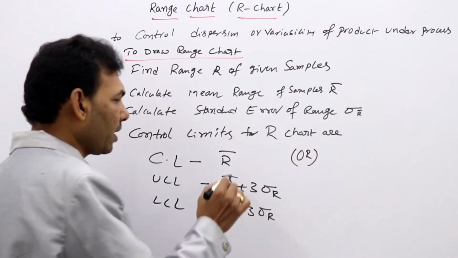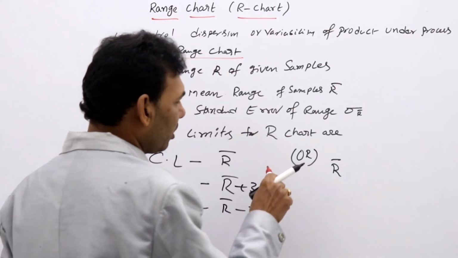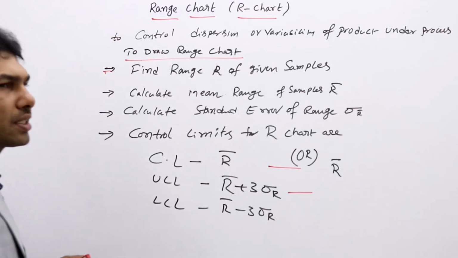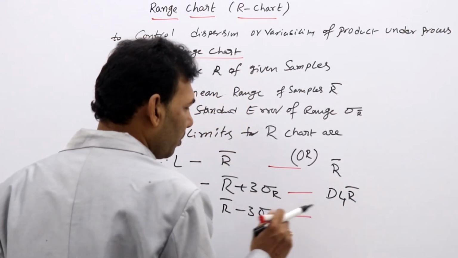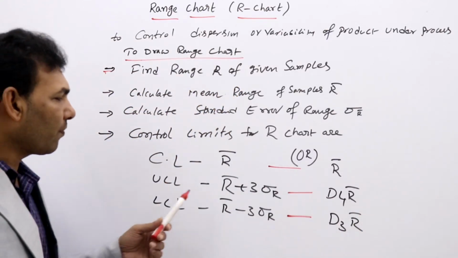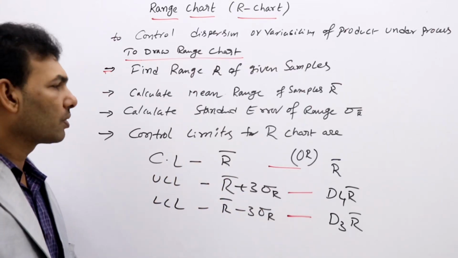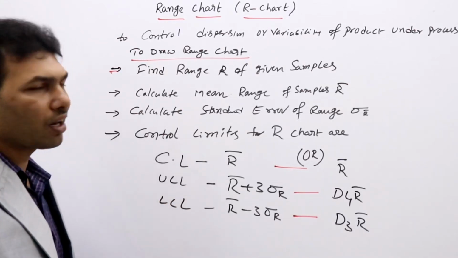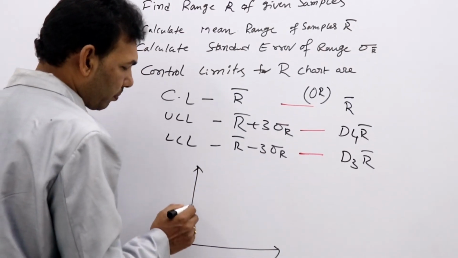Whenever standards are not given, we take the control line as R bar only. Upper control limit is the table value, that is D4 R bar. This is a table value; you will get it from the table. And lower control limit is D3 R bar. When we can find sigma, we use these 3 sigma limits. Whenever we don't have the sigma value, we take these. So like this, we can draw the control line, upper control line and lower control line.